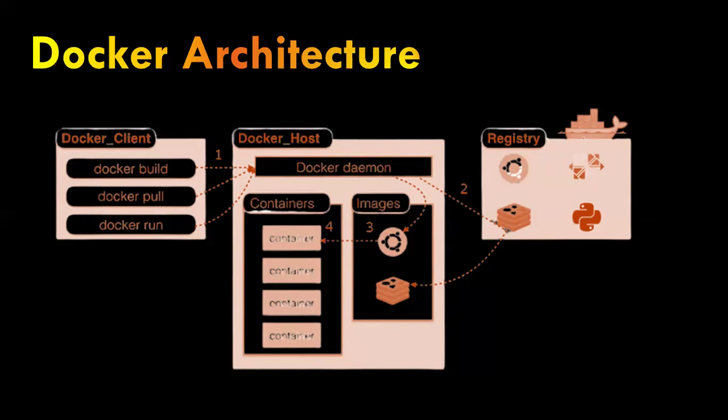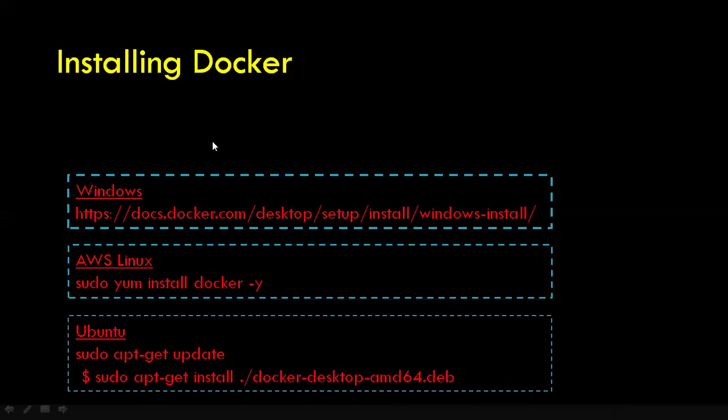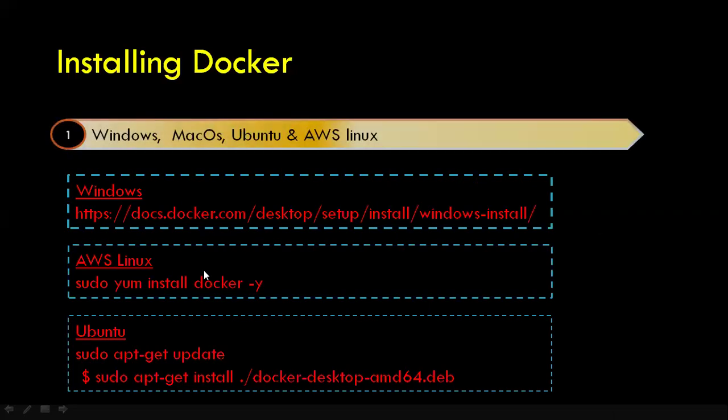Okay, next one is the installation. How do I install Docker? Installing Docker, you can do it in Windows and Mac OS also. You can do it on AWS Linux and Ubuntu. And in the real world scenario, you'll be installing it only on the Linux operating system. If you are working on AWS cloud, most of them will be using AWS Linux. This is one of the Linux flavors.